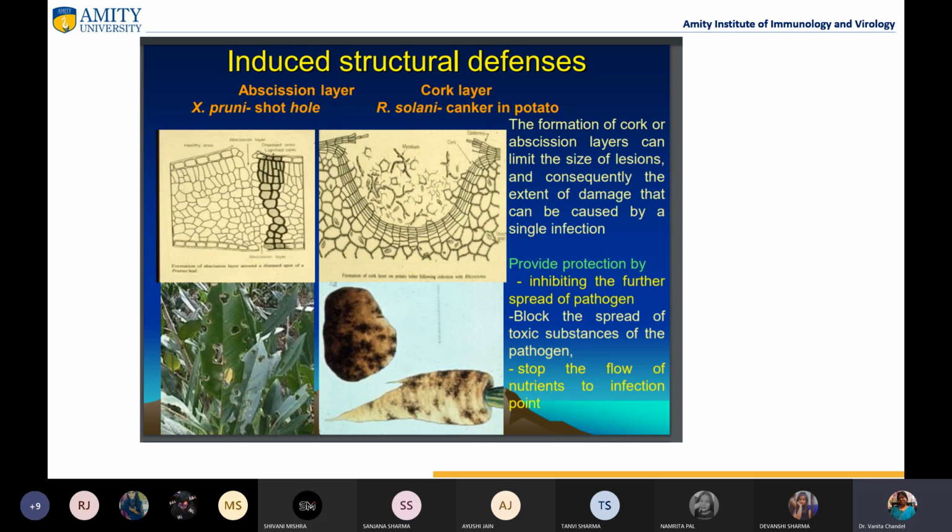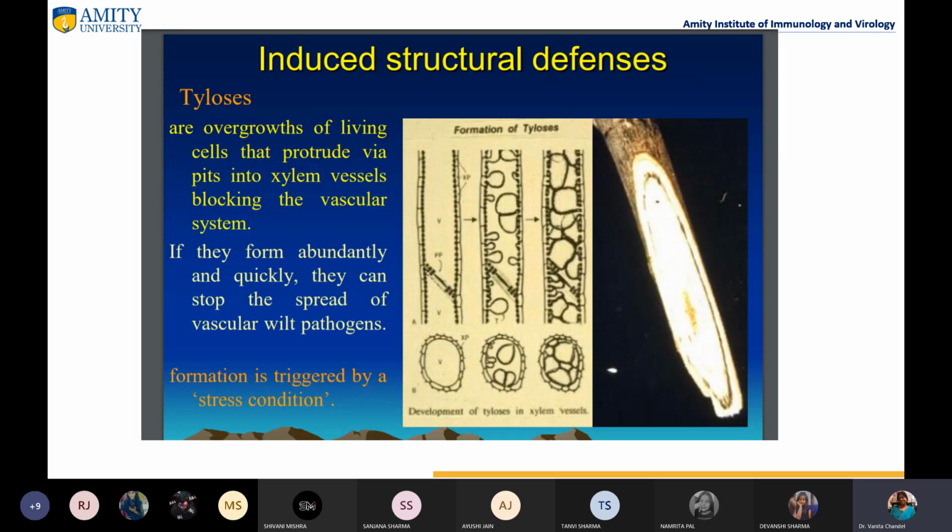So it prevents the further spread of the pathogen, it blocks the spread of the toxic substances of the pathogen, and it stops the flow of nutrients to the infection point so that the pathogen does not get any nutrition or nutrients to further survive.